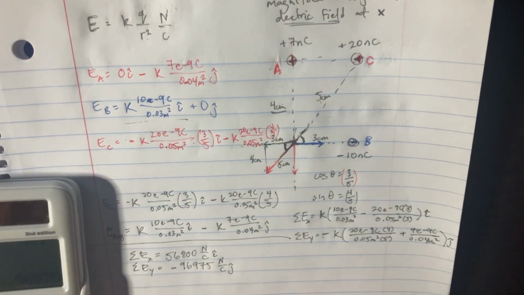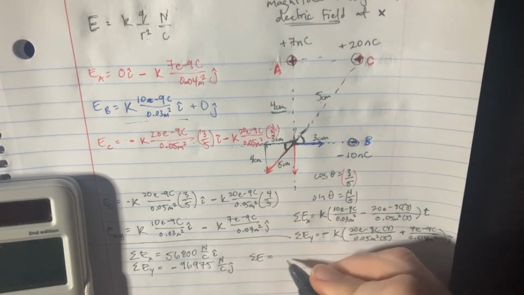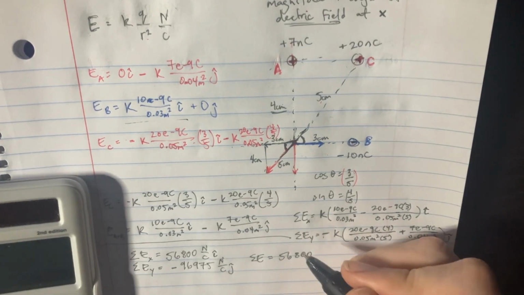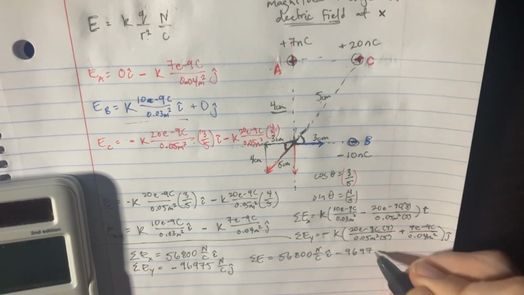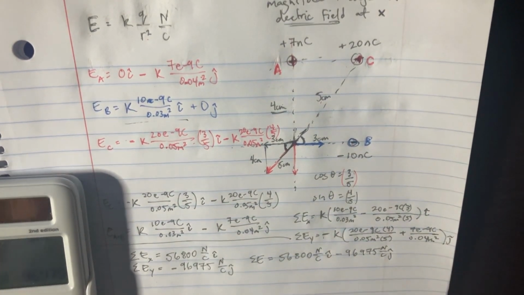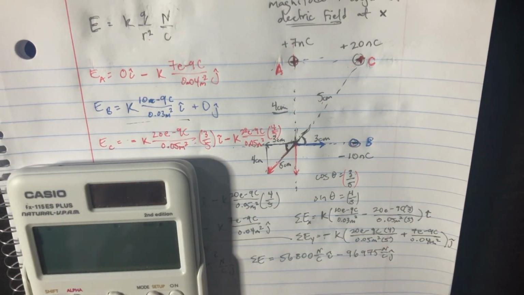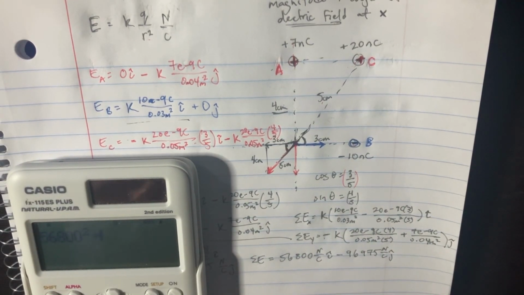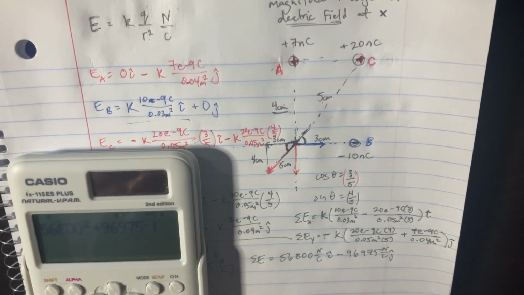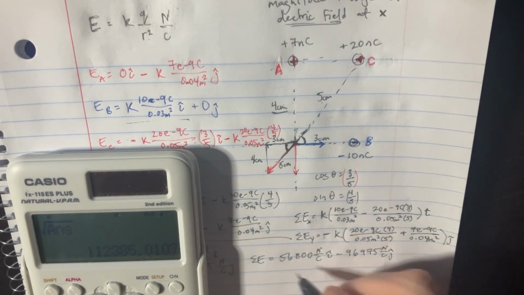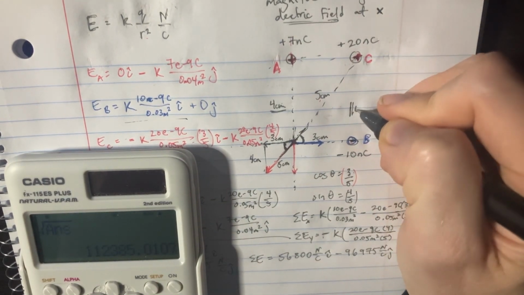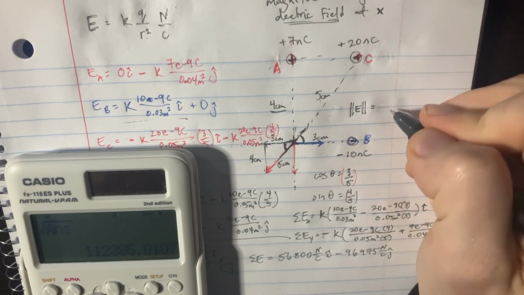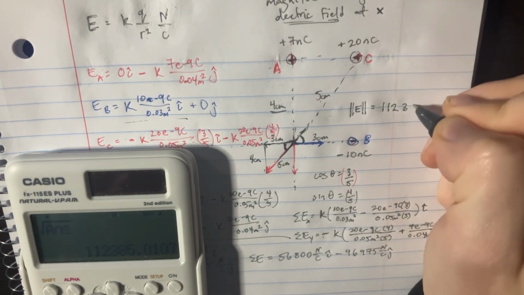All right, and of course, once you put those two together, 56,800 N/C i minus 96,975 j, you can do the squaring: 56,800 squared plus 96,975 squared. And then you could square root that, and you'd get the magnitude here. The magnitude of E would be 112,385 or so.